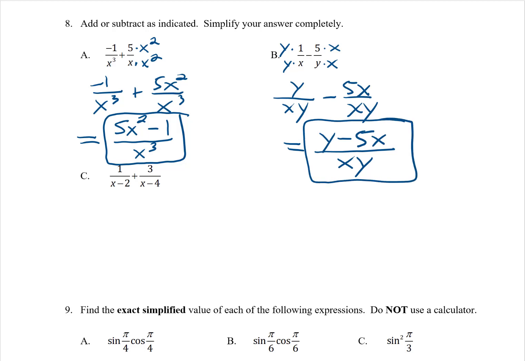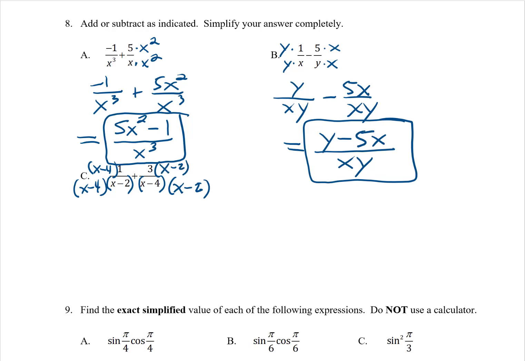Letter C. X minus 2 is its own factor. It does not factor. X minus 4 is its own factor, which means this is very similar to letter B. Each piece is just missing the other factor. So this one is missing the x minus 4, which I can fix top to bottom, and this one is missing the x minus 2, which I can fix top to bottom.